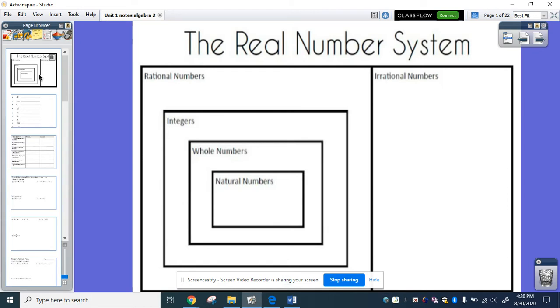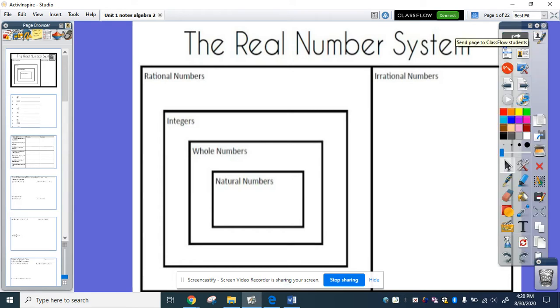Algebra 2. So we're going to get into this and talk about the real number system. Today we're going to take some of the things that were talked about last week, and break them into smaller, more manageable pieces and make sure everybody knows what they're talking about. So let's get into this.